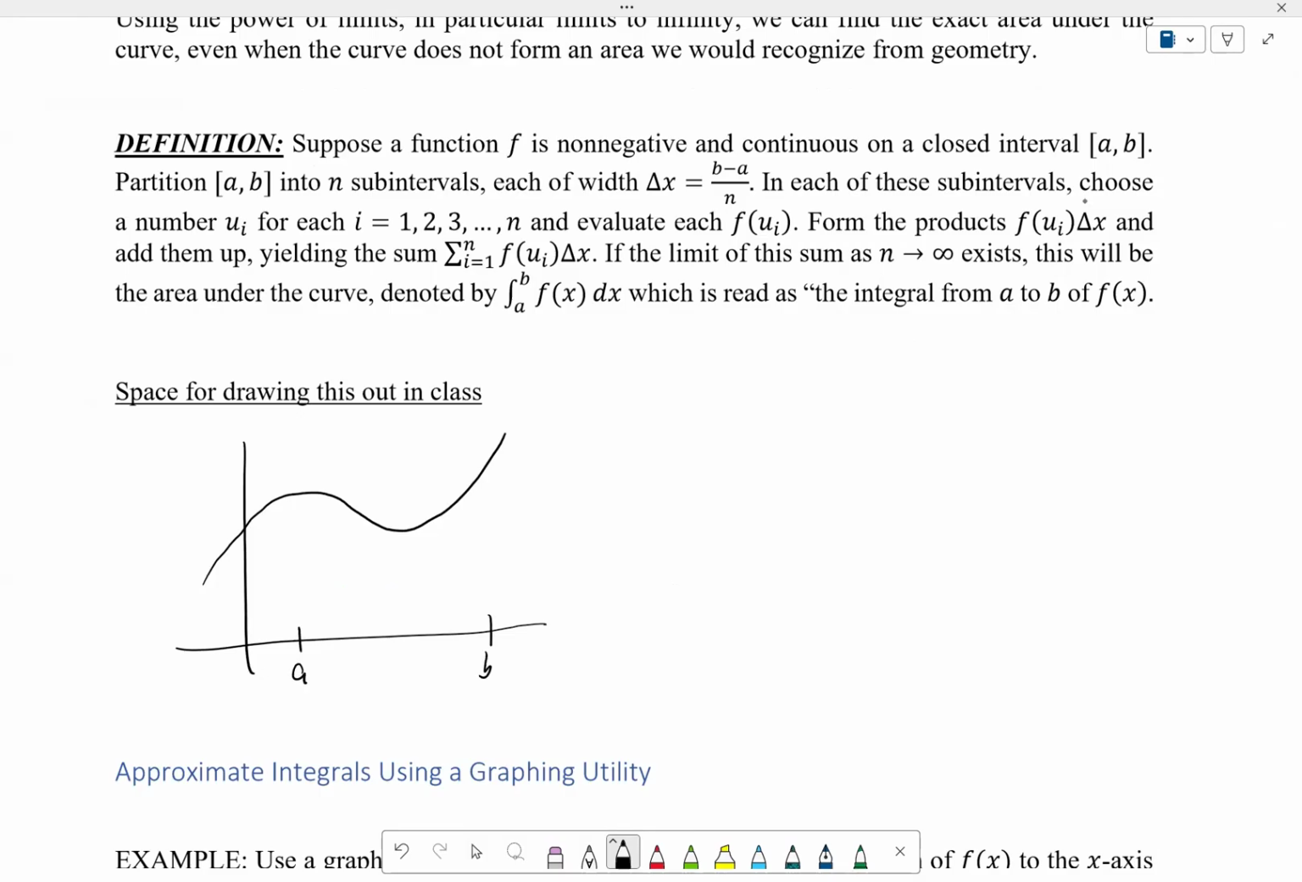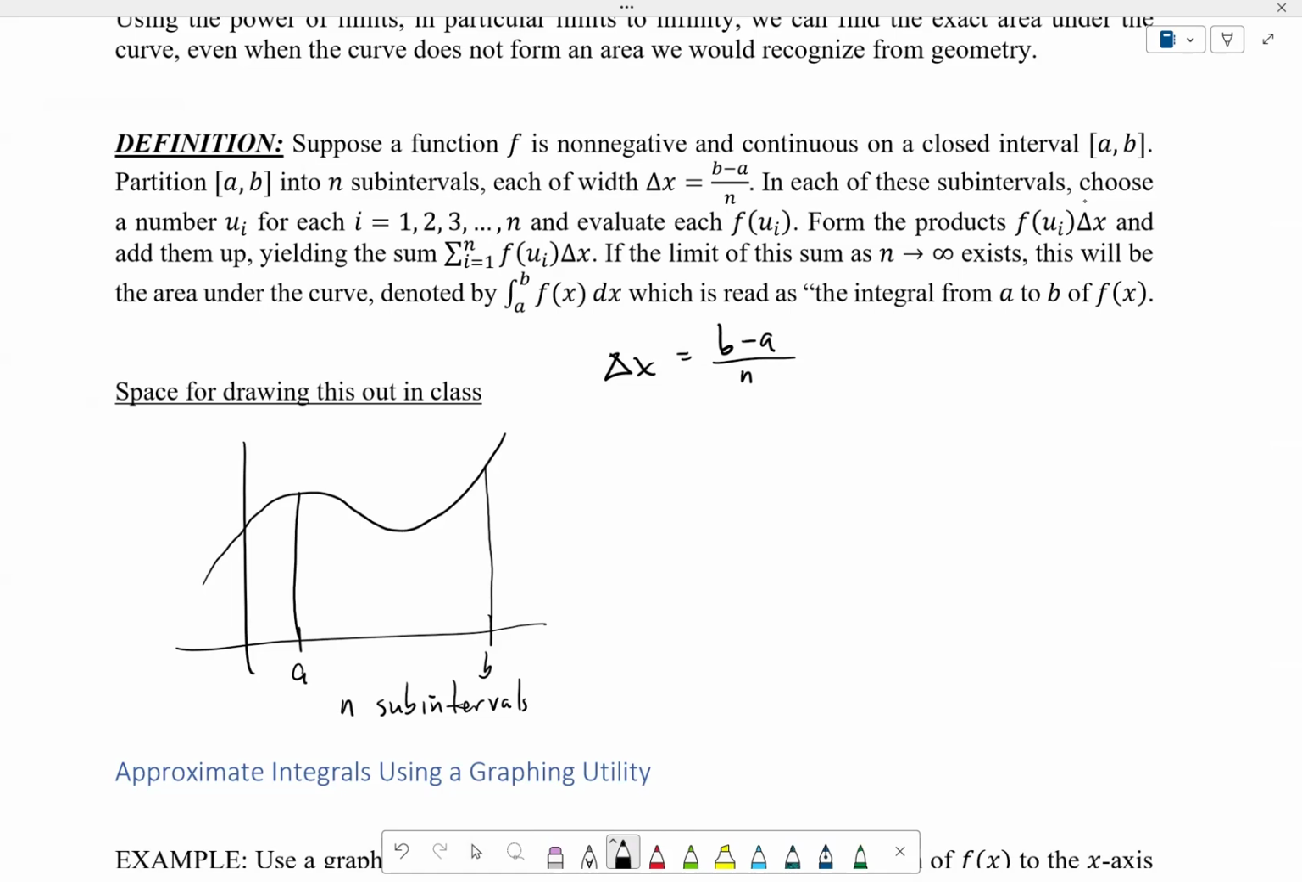We're cutting this into n subintervals. So delta x would be B minus A divided by n. Does that make sense? The base of each one of these rectangles would be B minus A over n, just like the last one was 7/6. And 7 came from 8 minus 1 divided by 6.